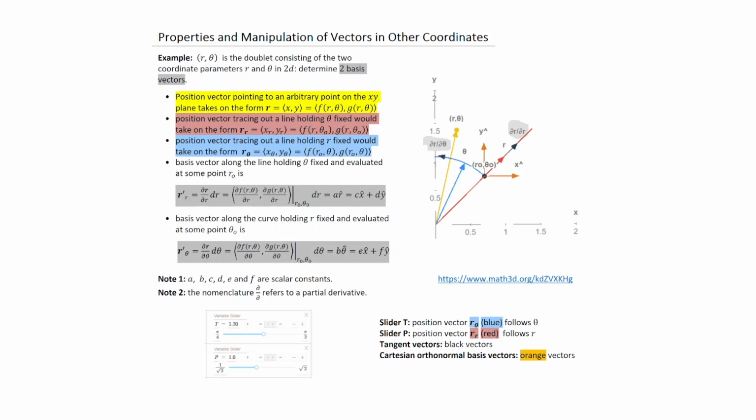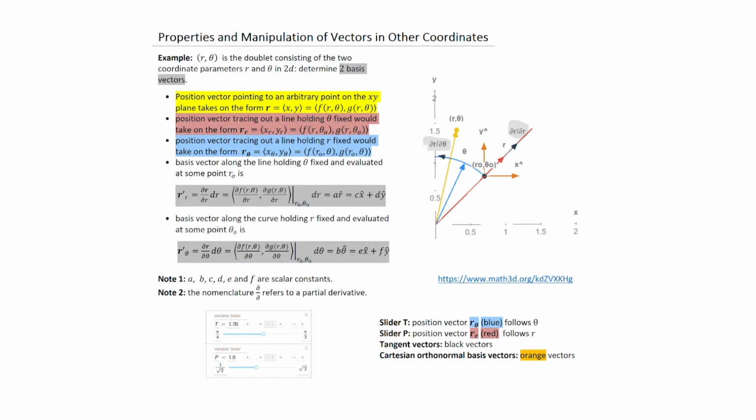So again, a, b, c, d, e, and f are scalar constants. And by the way, the nomenclature, this ∂ we'll be introducing a little bit later. It's called a partial derivative. Why? Because when you look at the function, it has r and θ, and so we can take a derivative with respect to r or a derivative with respect to θ. And so the fact that we have options in terms of what we can take derivatives of means that we use the notation of partial derivative.